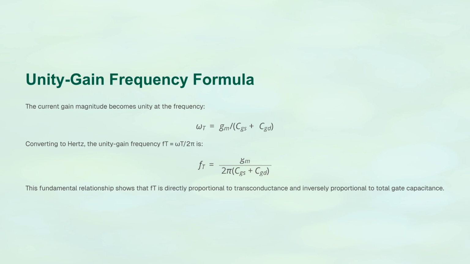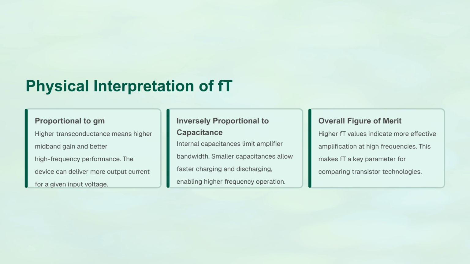total gate capacitance. A higher transconductance, gm, leads to a higher mid-band gain and better high-frequency performance. Conversely, internal capacitances limit bandwidth, meaning smaller capacitances enable higher frequency operation. Thus, fT is an overall figure of merit.